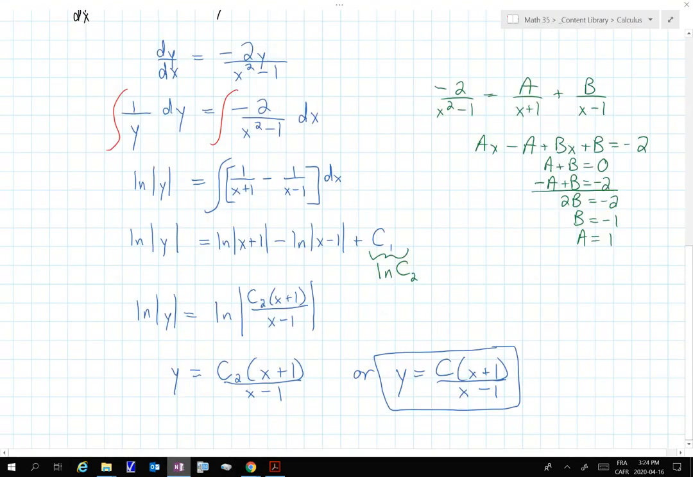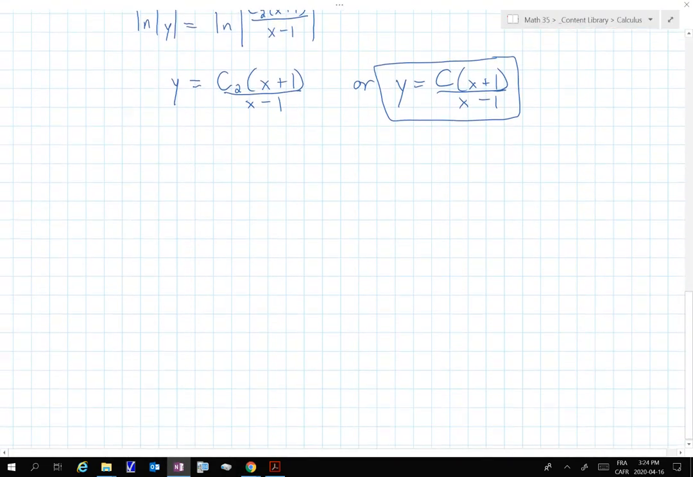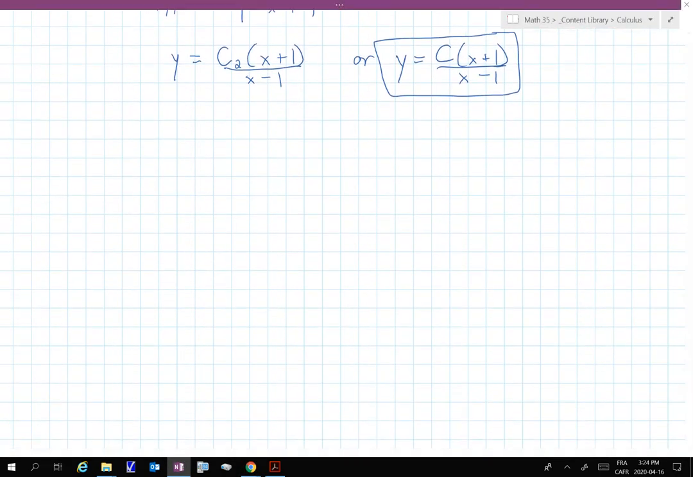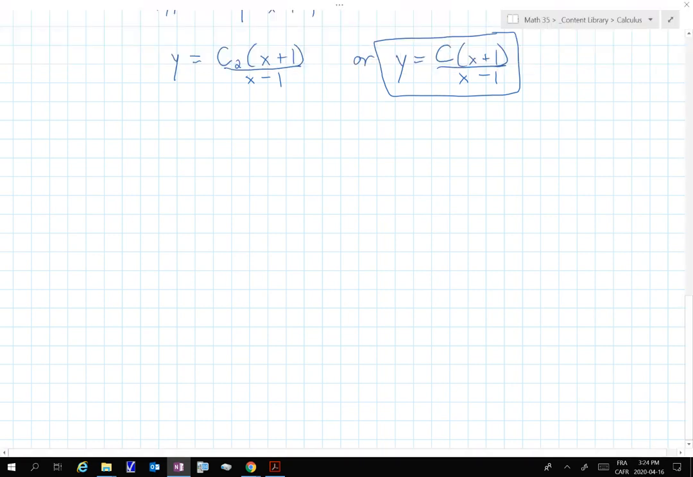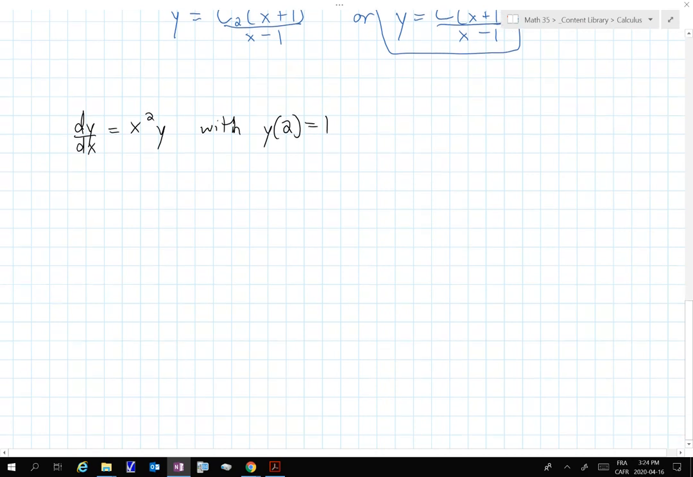All right, and then the last equation that we're going to look at in this lesson, we are going to actually have an initial condition. So for this one, we'll be able to figure out what that constant is. We are going to solve the differential equation dy dx equals x squared y with the knowledge that y at 2 equals 1. So that's going to help us figure out the constant value, but we basically start the exact same way as if we didn't have that initial condition.